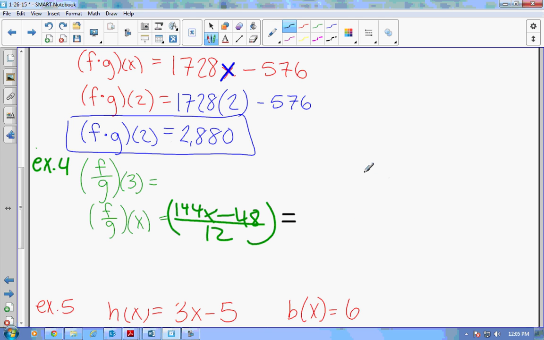I didn't do that on here. 144x divided by 12, because both of them have to be divided by 12 individually. Okay, what do you guys think? Is that actually 12x minus 4? Is 144 divided by 12, 12? Yeah, that's a perfect square. Negative 48 divided by 12, is that negative 4? Yeah. Okay, Stetson, I'll let you pick someone to come do the last step, which is evaluating at 3.